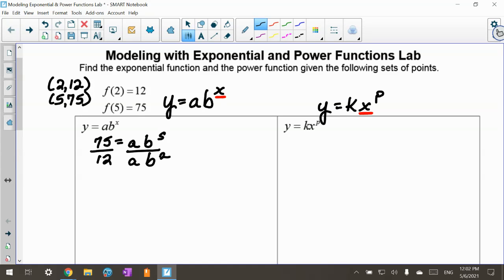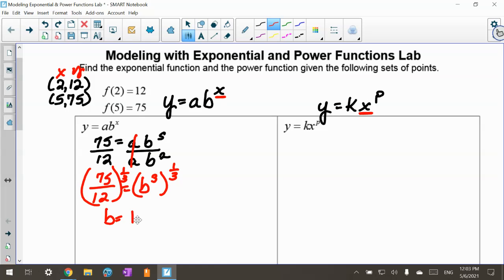So recall what we did was y equals ab to the x. This is my x here and my y, and all I did was plug them in those spots. By doing this, I noticed the a's can cancel out, okay? And then I have 75 over 12 equals b cubed, because if I have the same base and I'm dividing, I subtract my exponents. Now, because I don't want b cubed, I want b, I'm going to raise both sides to the 1/3, so I get b to the first. I end up with b equals 1.84202.